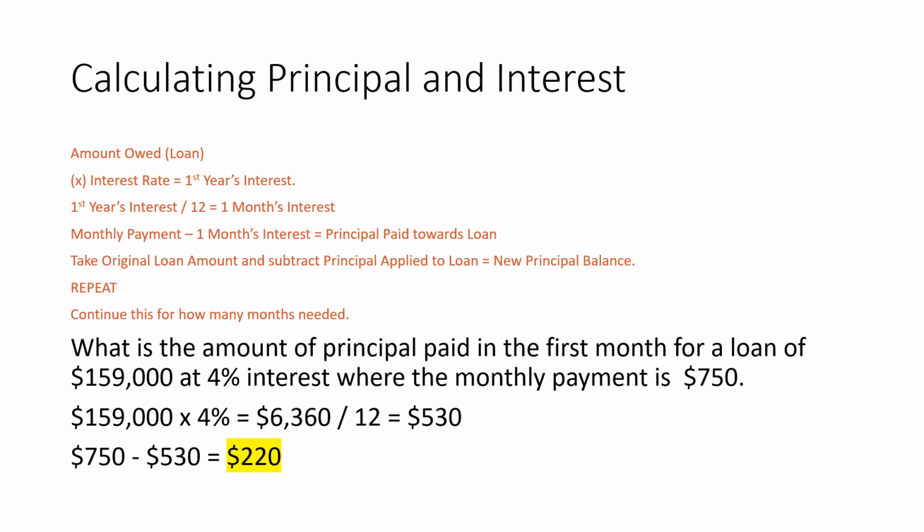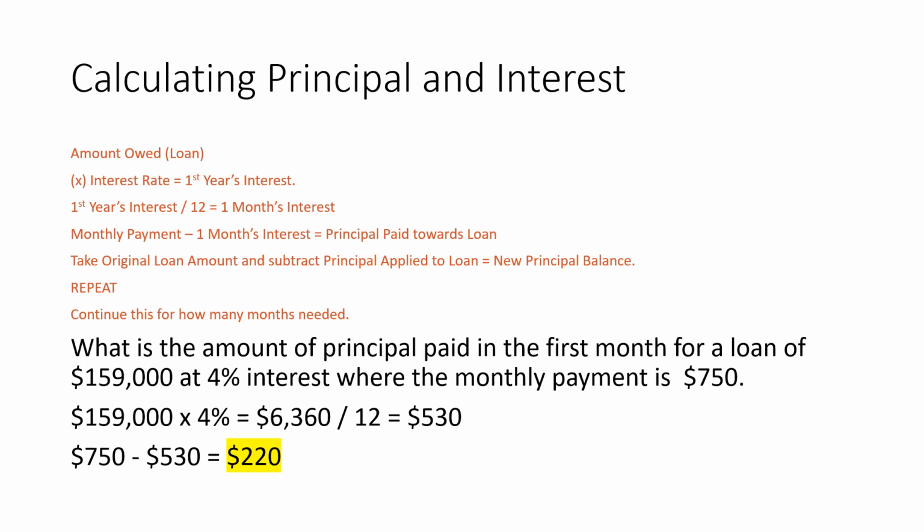The amount owed, your principal balance, and then you're going to multiply it times the interest rate. The answer you have there is the first year's interest, but all we need is 1 month, so we're going to divide that figure by 12. Okay, so now we got the first month's amount of interest. We grab the monthly payment, subtract that interest from it, and that will tell you how much principal is paid towards your loan.